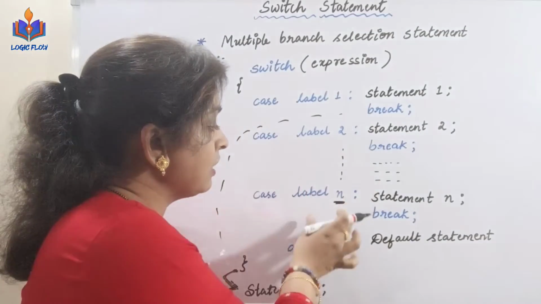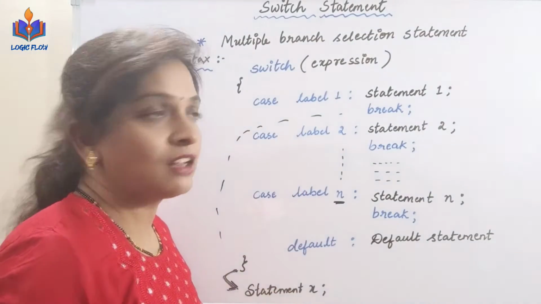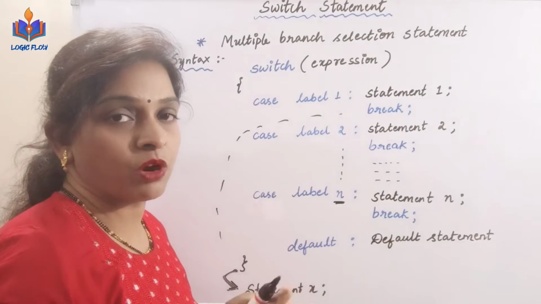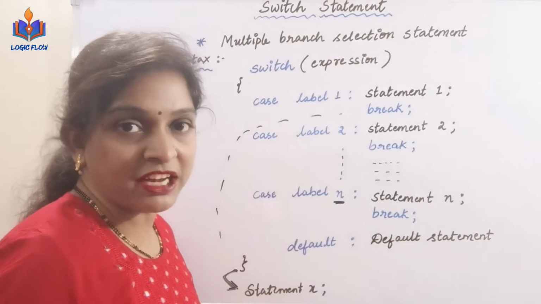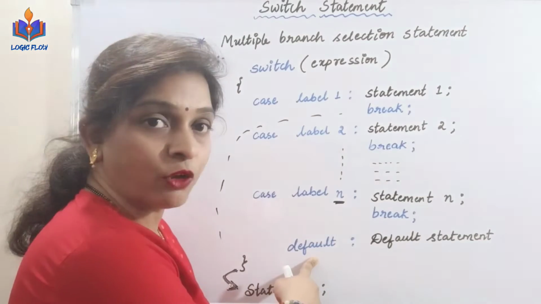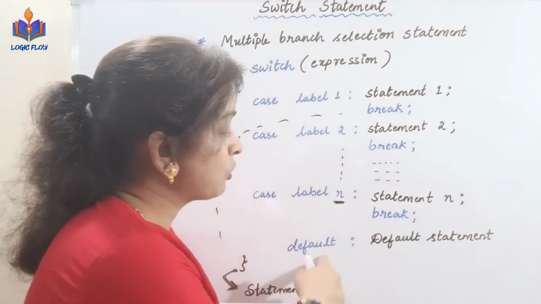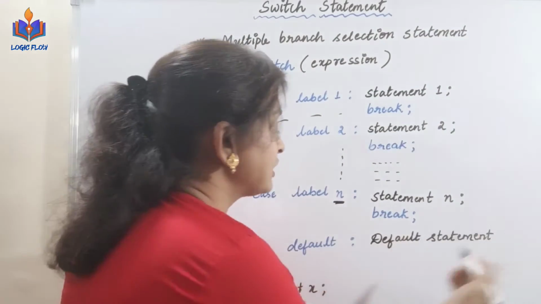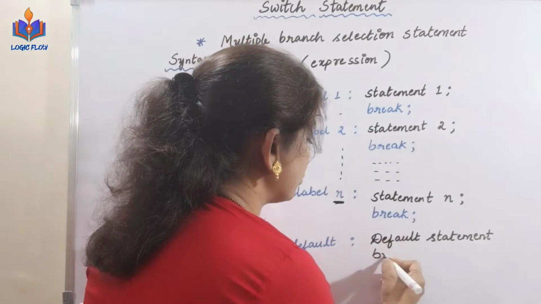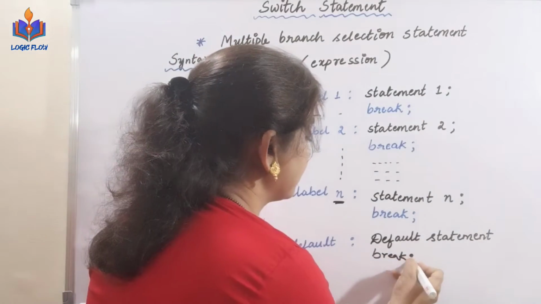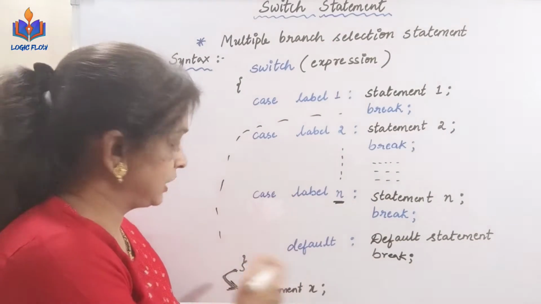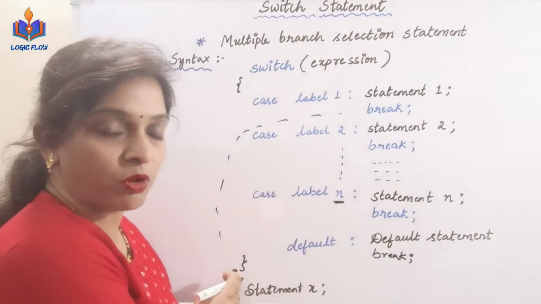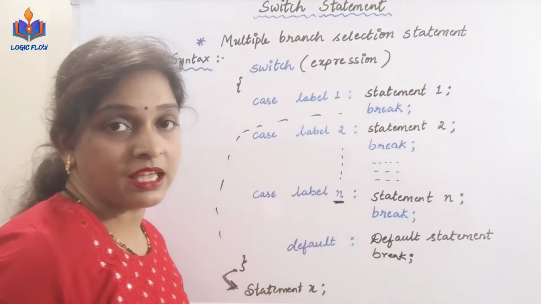If none of the n cases that we have provided matches the switch value, then the compiler will go to the default. Default is also a keyword. The default statement gets executed, and you can also have a break statement there, but break is optional because it is the last statement, and it will obviously come out of the switch block and statement X gets executed.